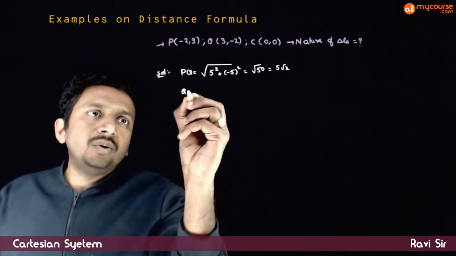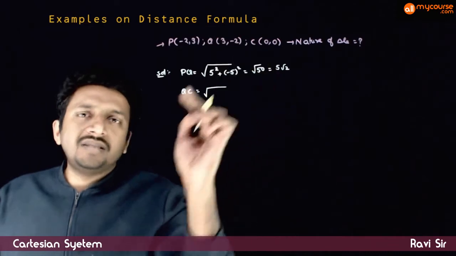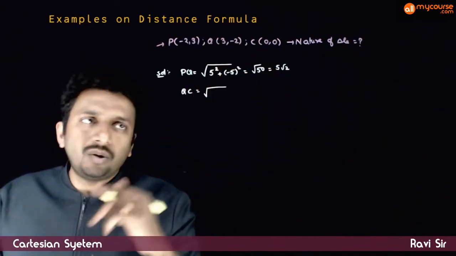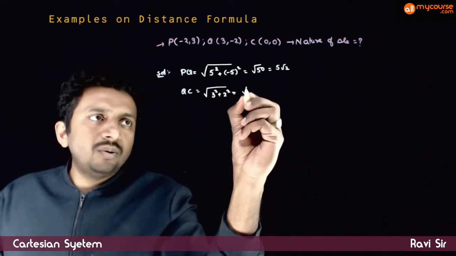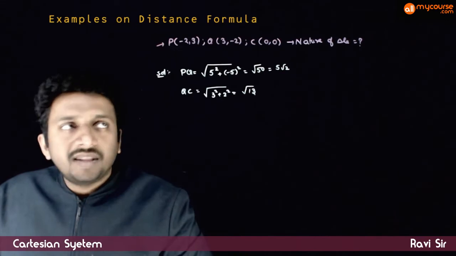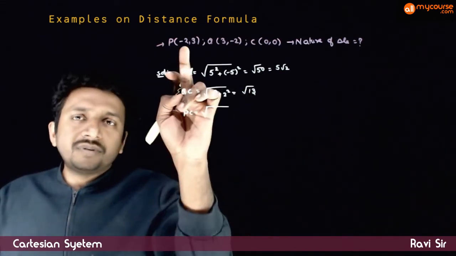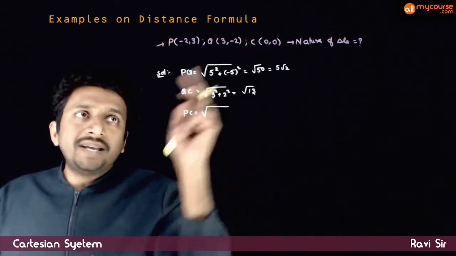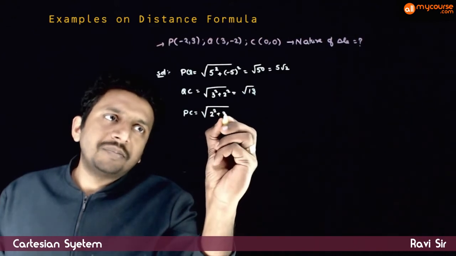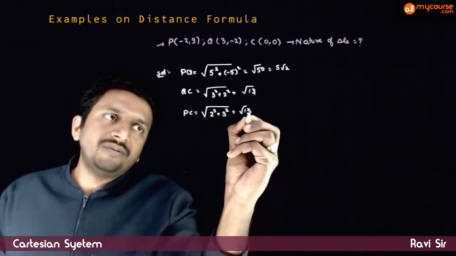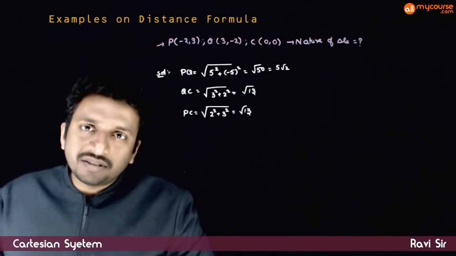So what is QC? QC is again root of 3 minus 0 whole square plus minus 2 minus 0 whole square. It is 3 square plus 2 square. That is root of 13. And what is PC? PC is equal to root of 2 minus 0 whole square plus 3 minus 0 whole square. Again, 2 square plus 3 square is equal to root of 13. So 2 sides are equal and the third side is different.